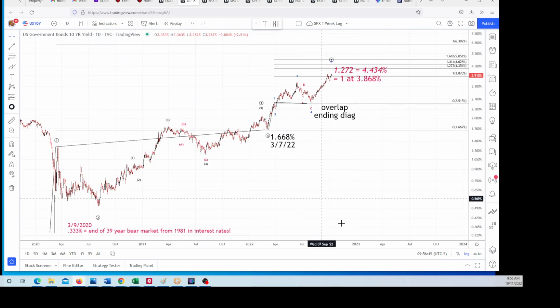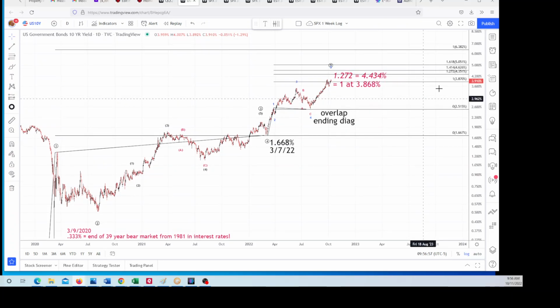The US10 year. We always like to check in on that. You can see our targets there where 5 equals 1 was already achieved at 3.868. The 1.272 is at 4.434. And you can see our higher ones here. The 1.414 multiple is 4.626%. And the 1.618 is 5.051%. Okay, so that's what we're looking at for the fifth wave.